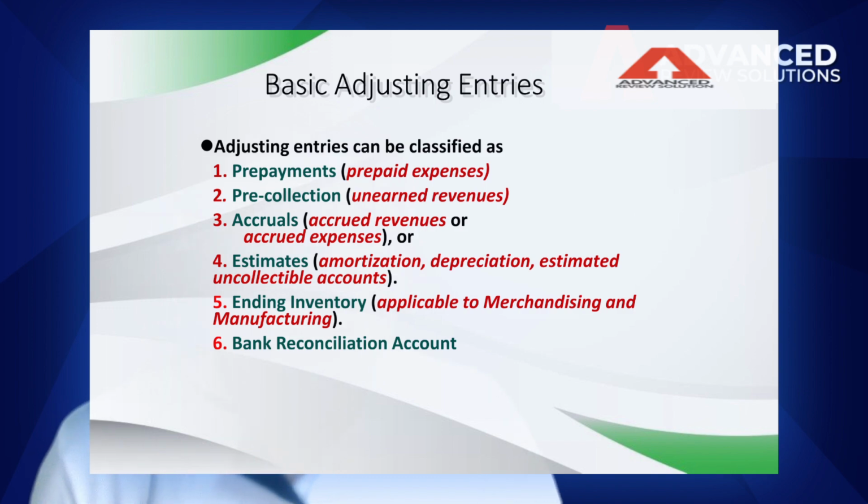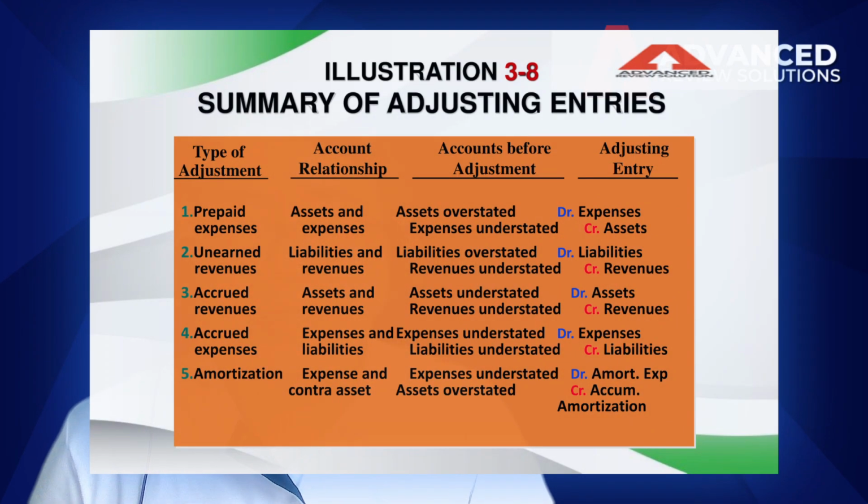To summarize everything, no, about this adjusting entry, please take note of this. Type of adjustment, you have the prepaid expenses, unearned, accrued expense, amortization, including your depreciation, di ba? Account relationship, asset and expenses, liabilities, no? Asset revenues, and so on and so forth. Before the adjustment, pag walang adjustment, asset is overstated, expense is understated. So, ito class yung ating mga adjusting entry.